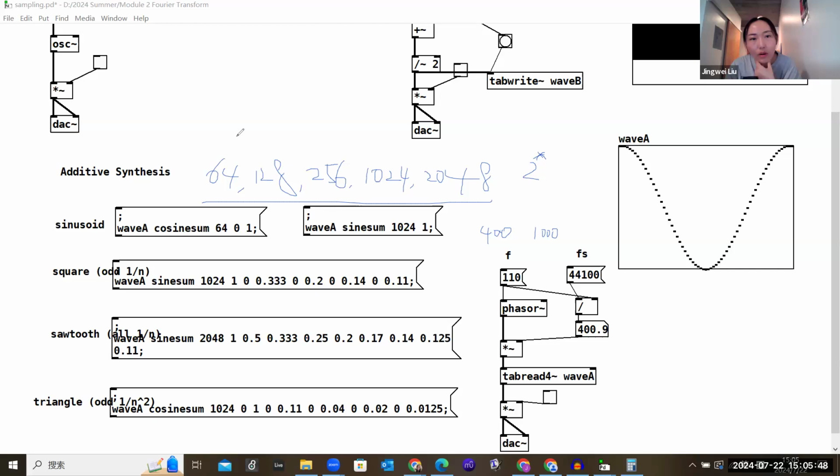So this is 2 to the power of what? Of 6, right? This is 2 to the power of 7, 2 to the power of 8, 2 to the power of 10, 2 to the power of 11, right? So we always choose numbers that are multiples of 2.